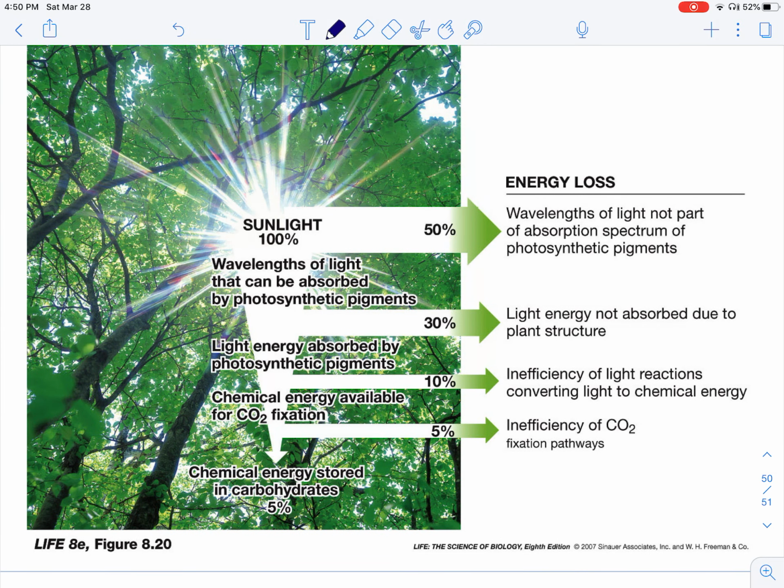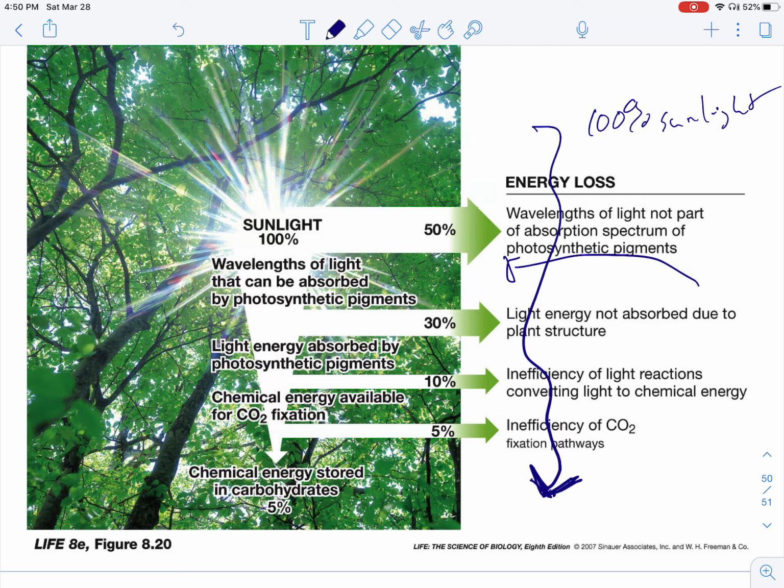And this process, even though it feeds the entire world, is not very efficient, right? And there's a lot of places in which we lose energy. Now, we know from the second law of thermodynamics that every chemical transformation comes with a loss of energy. But look at this. If we have 100% of the energy from sunlight, leaves are only able to capture 50% of that, just in terms of the physics. And then the structure of the plant causes you to lose even more. And then the process itself causes you to lose even more.